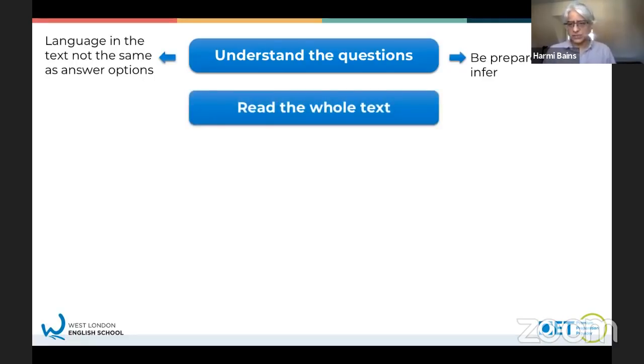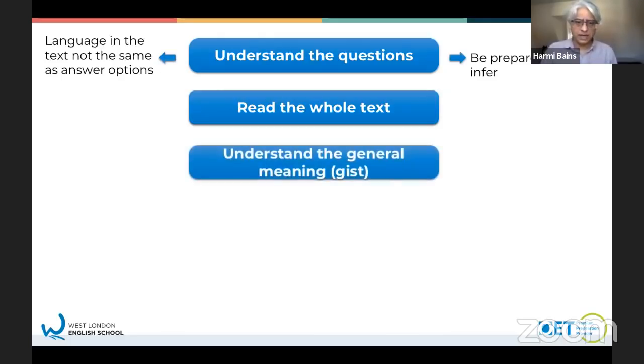Read the whole text. That's really important. Even if it's a detailed question where you can find the answer in the first half of the paragraph, just make sure you read the whole text because you never know. And that's true with part B and C. Just really important you read the whole paragraph. Understand the general meaning. So we talked about gist questions. Remember, you don't need to understand every word to get the gist. You just really want to get the main idea.